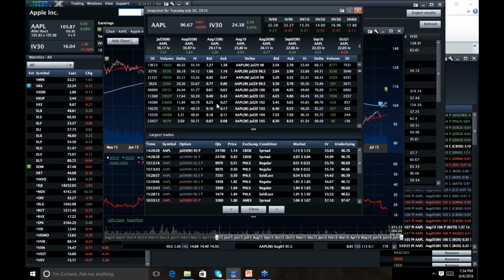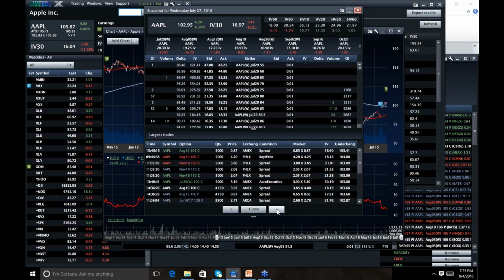I'd pay 70 cents for that 3-point vertical. That's a really good risk reward. Or I could pay 80 cents for the 4-point, 99 to 103. About 4 to 1. And let's see how that performs the next day. You can see, totally works in my favor.